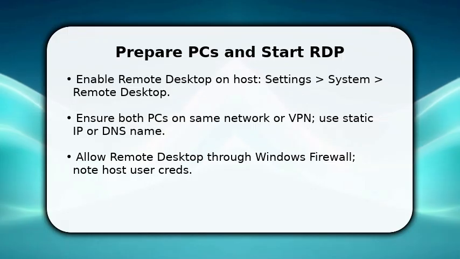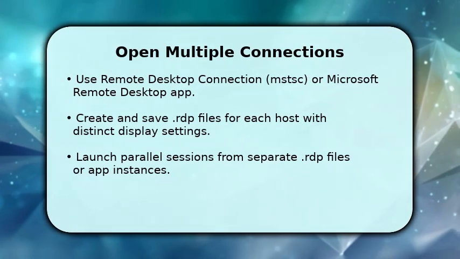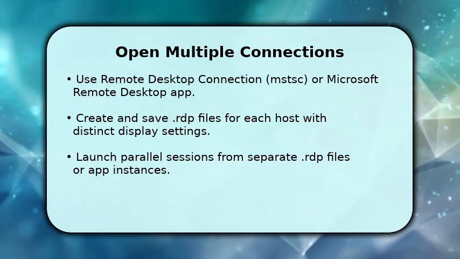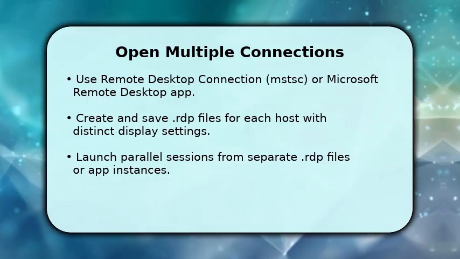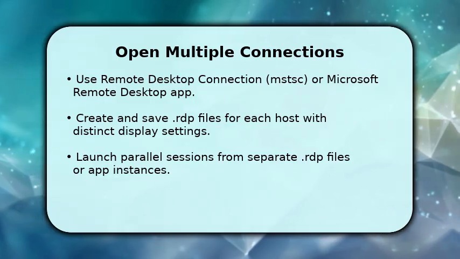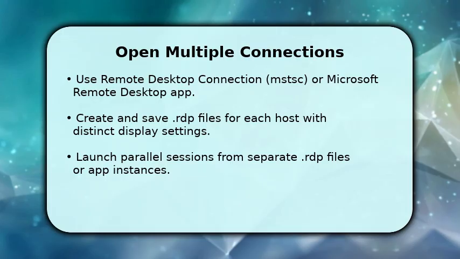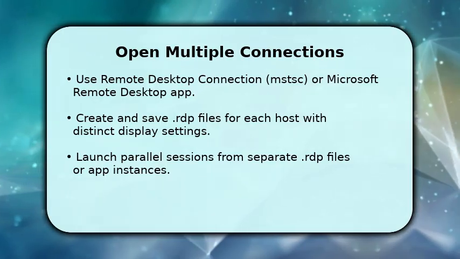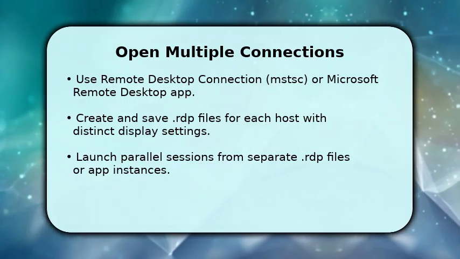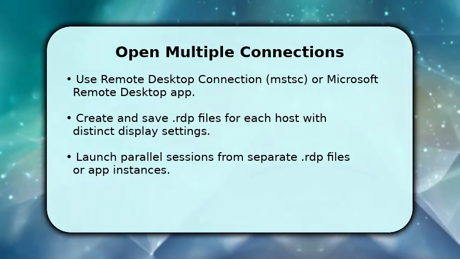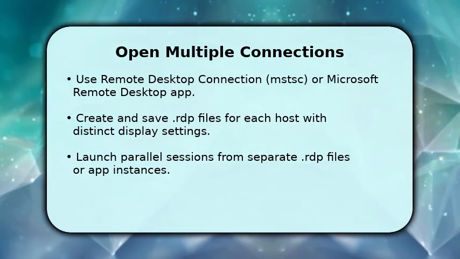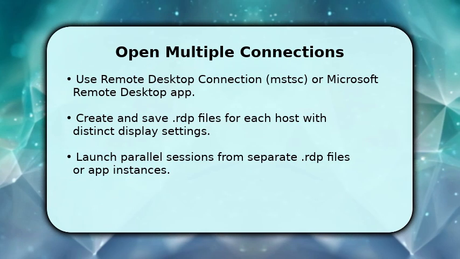You now open multiple remote connections by using MSTSC or the Microsoft Remote Desktop app. First, create and save separate RDP files, one per remote machine, and adjust display settings so windows don't overlap. This also preserves credentials. Then launch each RDP file in its own app instance or double-click simultaneously to spawn multiple windows. If you prefer, pin each RDP to the taskbar for quick access. This approach keeps sessions isolated and manageable as you switch between.